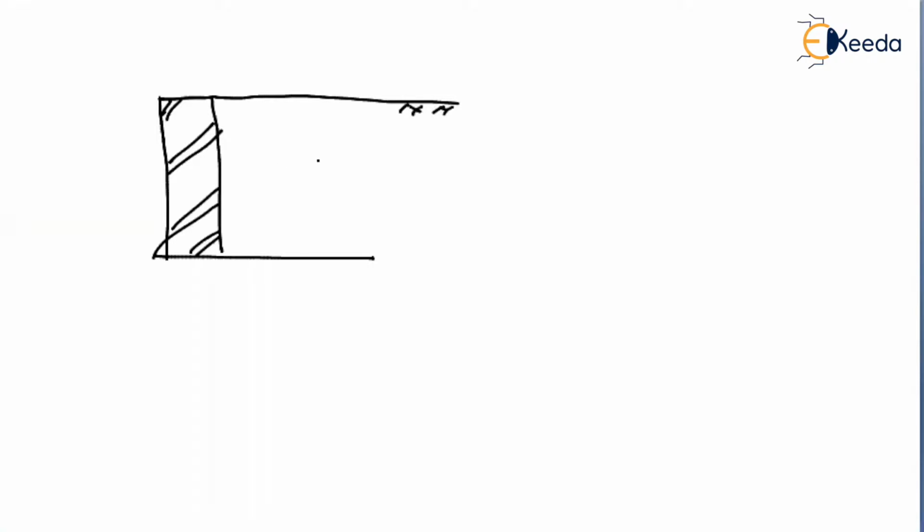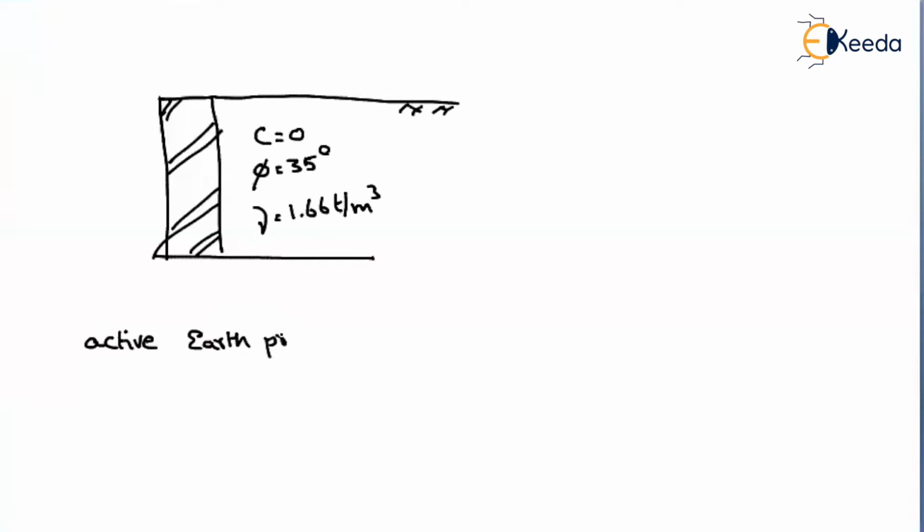And the properties of the soil backfill are C is equal to 0, there is no cohesion. Angle of friction given as 35 degrees and the density in this state is given as 1.66 tons per meter cube. So here we have to find out what is the active earth pressure acting on the retaining wall.